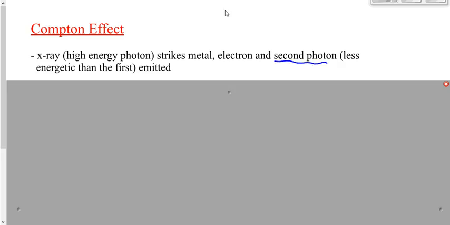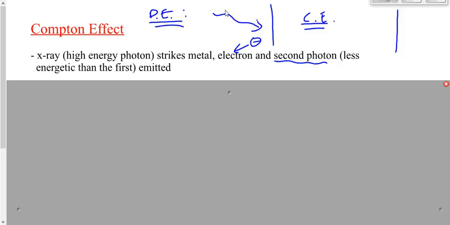So picture this. The photoelectric effect says, here's your photon. It strikes the metal, an electron gets ejected. The Compton effect says, here's your metal, here's your photon, it strikes the metal, an electron is ejected, but there's also a second photon ejected as well. So the difference between this and the photoelectric effect is that you've got a second photon, not just the photon that struck it, but a photon that comes out of the metal as well. But what's neat about this is that it's not just the photon that struck it reflecting, it's a different photon.